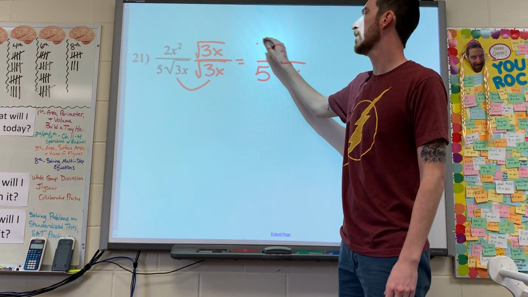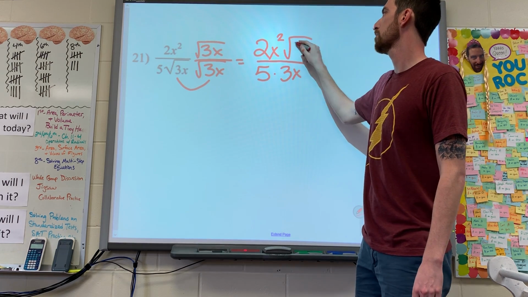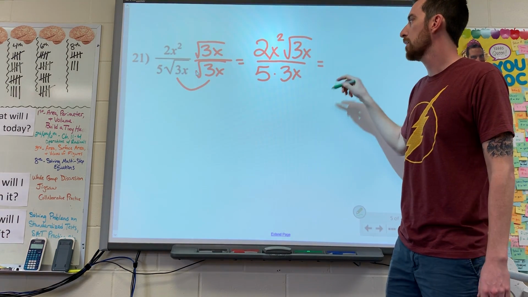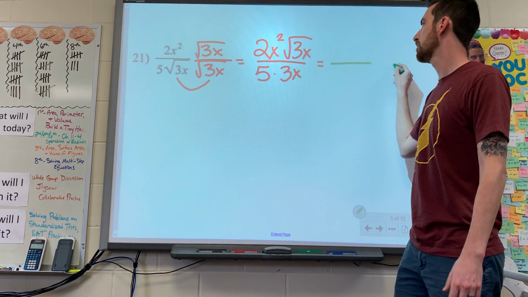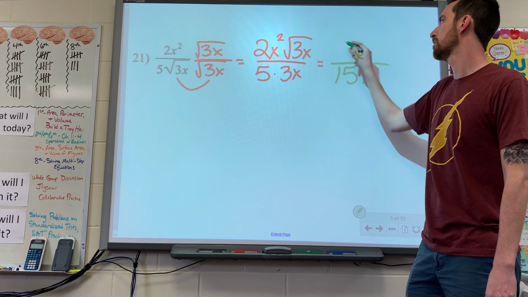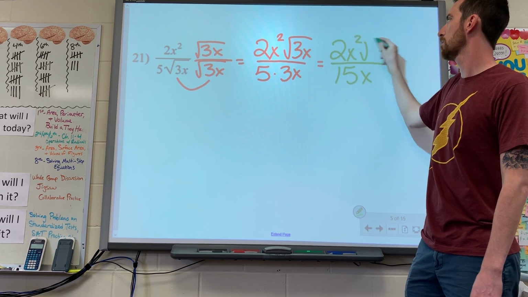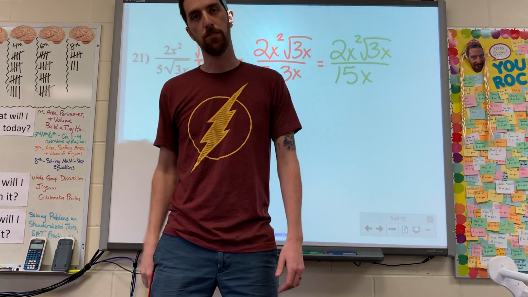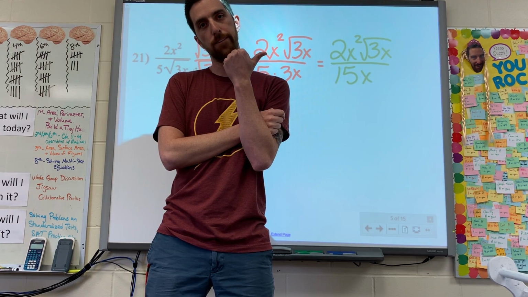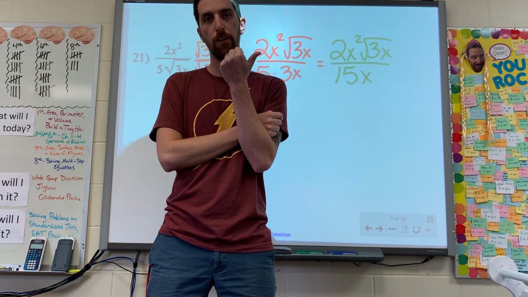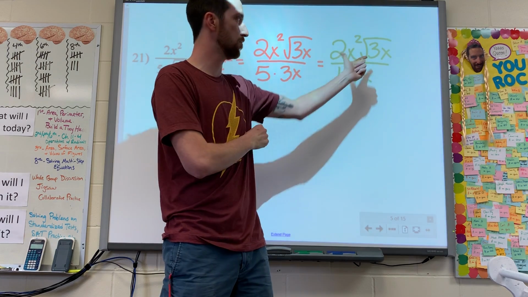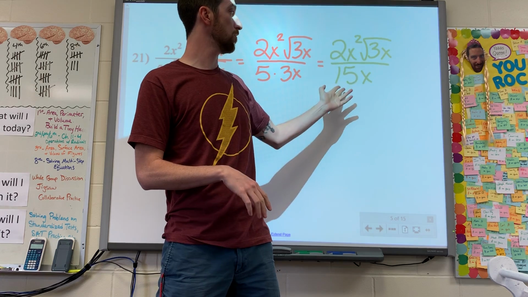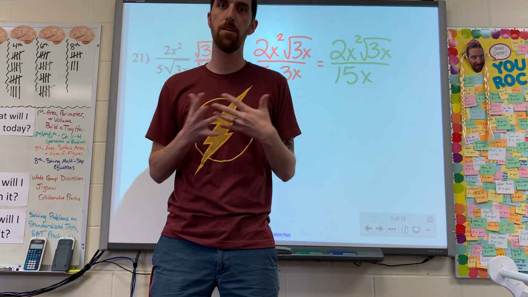On the top, we got 2x squared root 3x. Clean it up a little bit. 5 times 3x, 15x. We got 2x squared root 3x over here. Check our three things. Do we got a radical in the denominator? No. Do we have any perfect squares in the square roots? No. So, look at this stuff on the outside. 2x squared or 15x. Do they have anything in common?